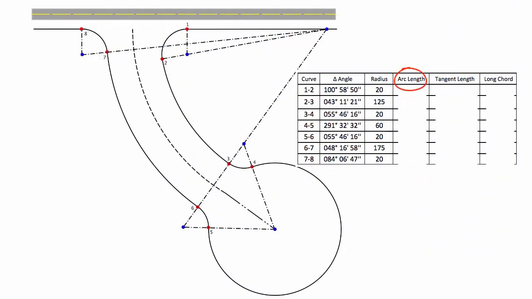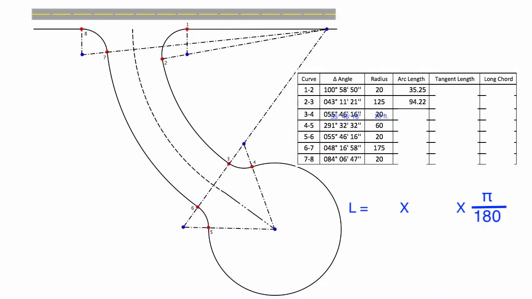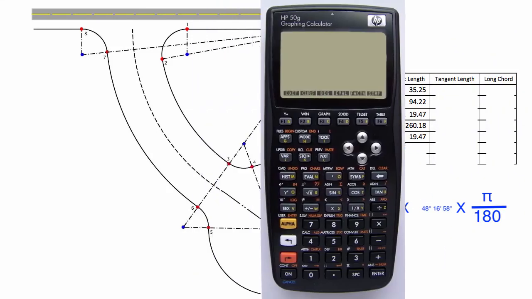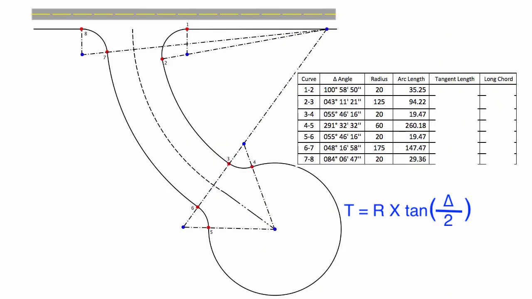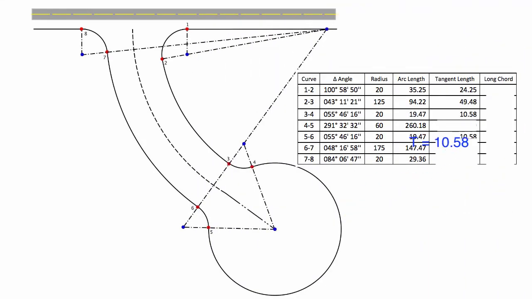The arc lengths are calculated using the formula for the arc length given the radius and the delta angle. The various delta angles and radii are inserted into the formula to calculate the arc lengths. The values for the arc length are inserted into the table. The tangent lengths are calculated using the formula for the tangent length given the radius and delta angle. The various delta angles and radii are inserted into the formula to calculate the tangent lengths. The values for the tangent length are inserted into the table.